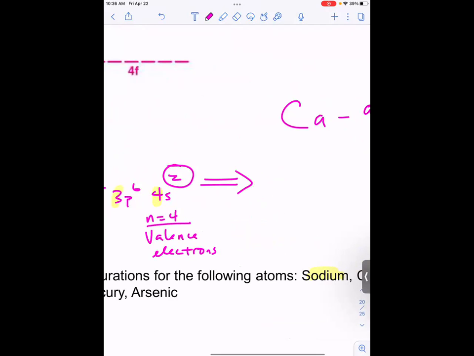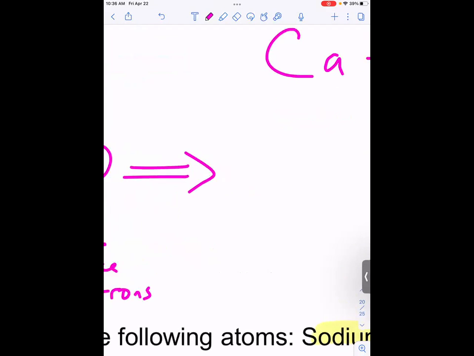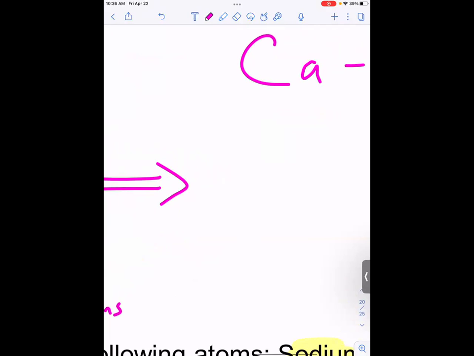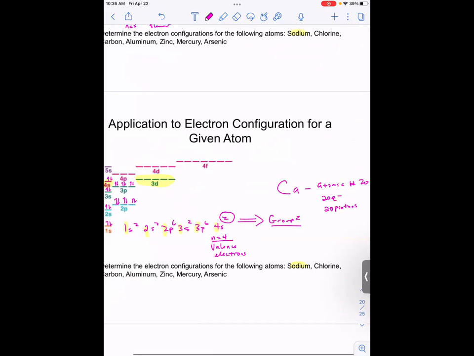And what group is that in again? Was that you, Calvin? Yeah, that's group 2. You see how that matches up? Group 2 has 2 valence electrons. It means that in the outermost shell of any group 2 element, there are going to be 2 valence electrons.